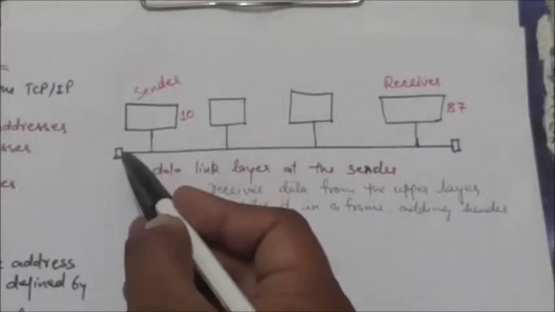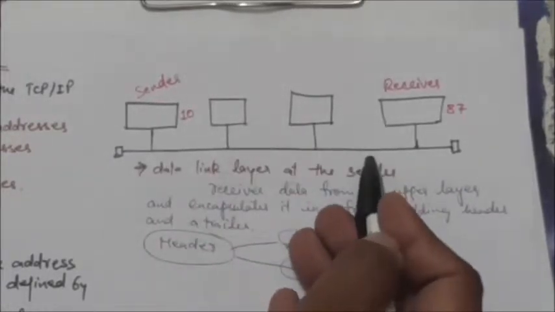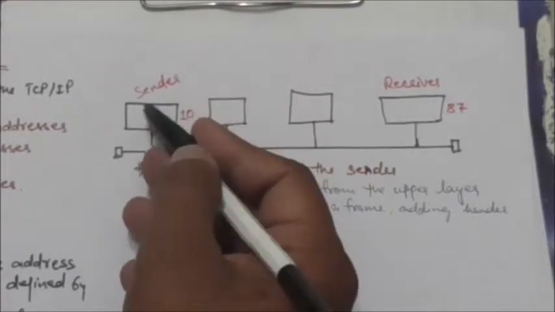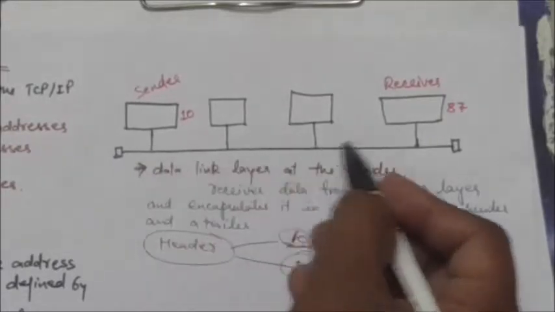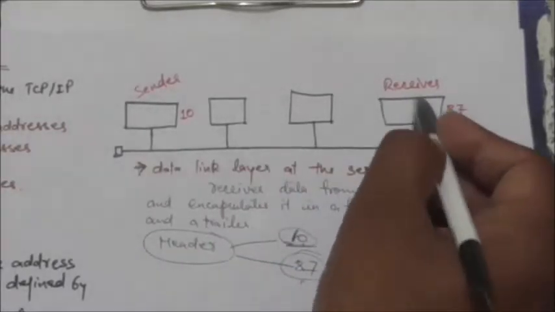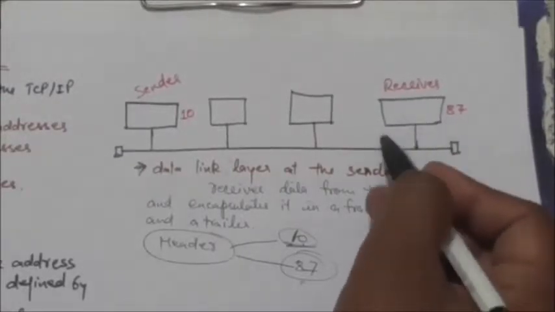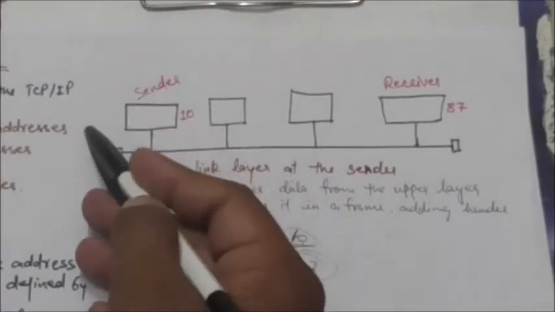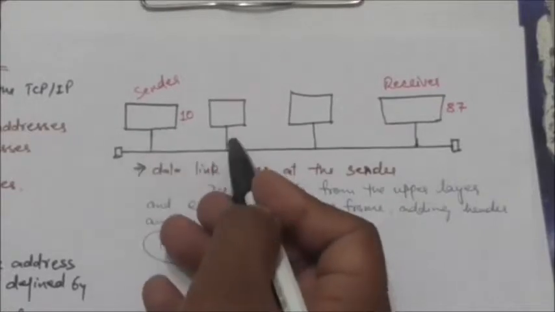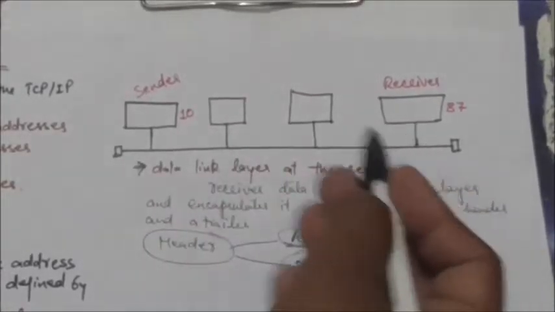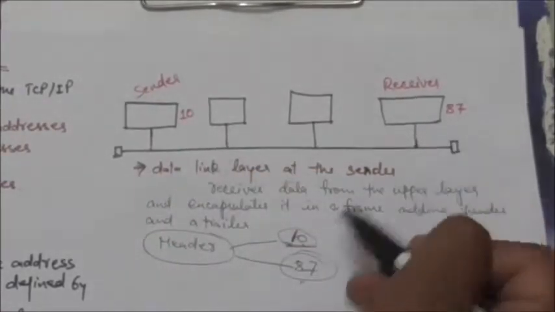Let us consider a LAN with bus topology, as shown in this diagram. In this LAN there is a node whose physical address is 10, and it sends a frame to another node whose physical address is 87. The node with address 87 is connected to the same LAN. These two nodes are connected by a link, that is, a bus topology LAN. Node 10 is the sender and node 87 is the receiver.